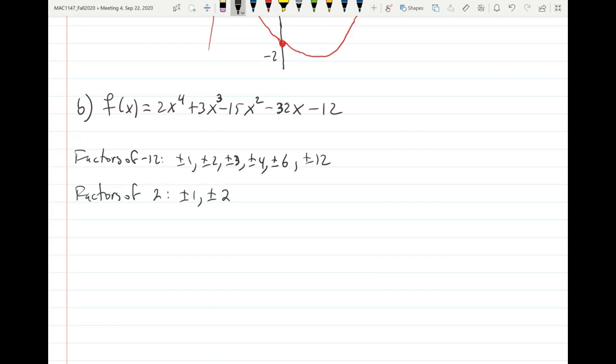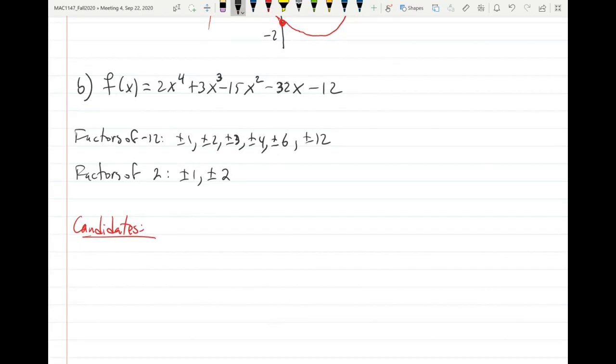Okay, so let us make a list of candidates. What are the candidates for the rational zeros? We're going to have plus or minus 1, plus or minus 1 half, using the 1. Now let's use 2. So plus or minus 2, then plus or minus 1, we already have that. We go to 3, plus or minus 3, plus or minus 3 half, then plus or minus 4, plus or minus 2, we already have it, plus or minus 6, then plus or minus 3, we already have it, plus or minus 12, and then plus or minus 6, we already have it.